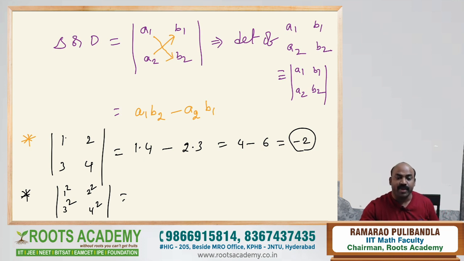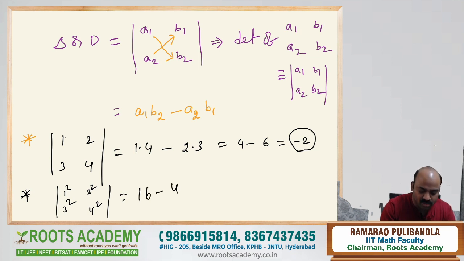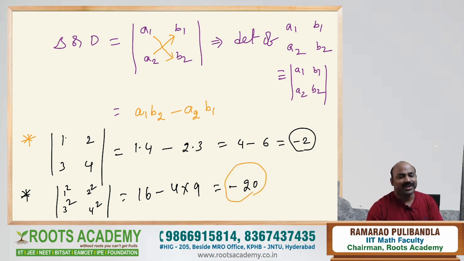Literally, many inter first year students will struggle a lot to do these questions. Now, the answer to question number two is 1 square into 16 minus 4 into 9. The answer is minus 20. I think many of you got this answer, minus 20. Right? So don't feel it is always this easy. You cannot always expect easy questions, students.